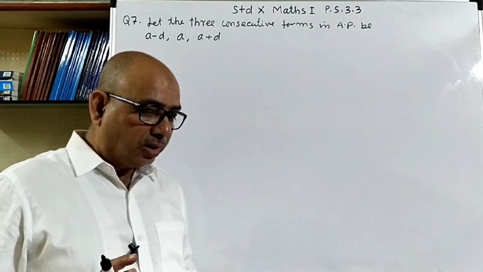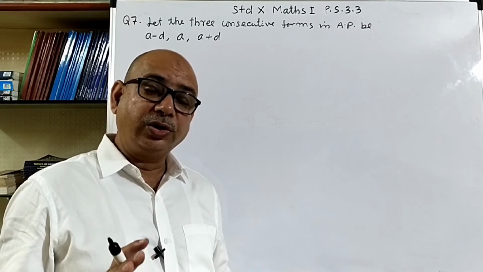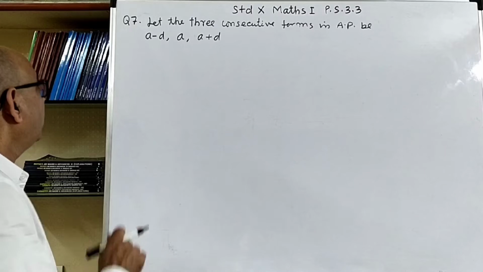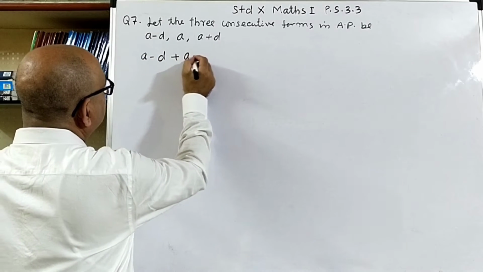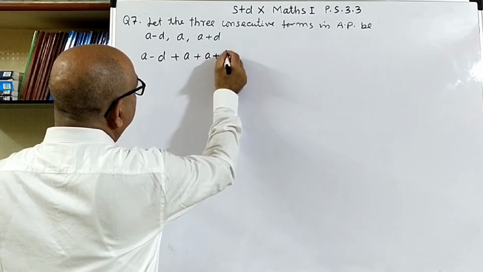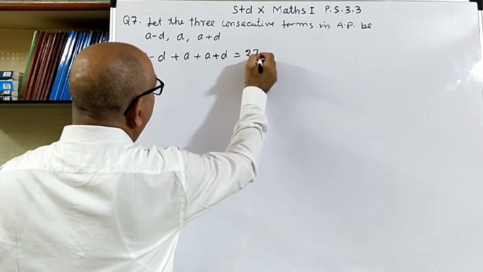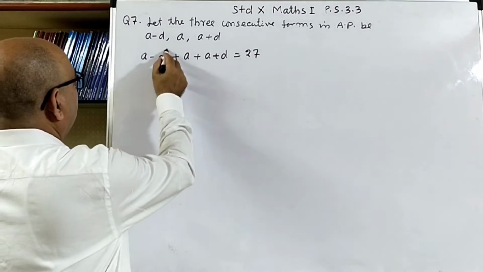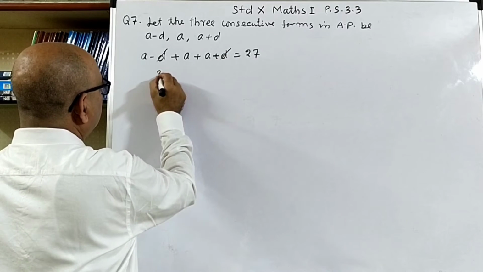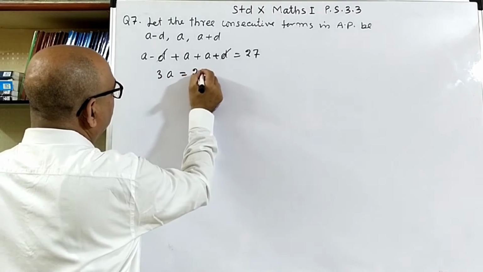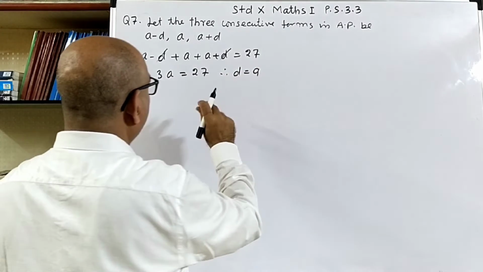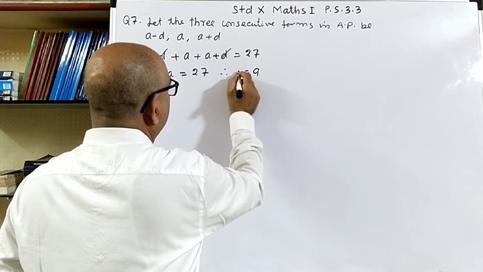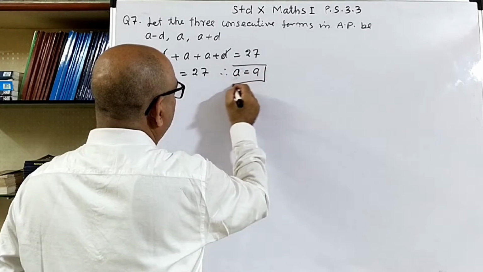As per the given condition, the sum of the 3 consecutive terms is 27. That means, according to the given condition, a minus d plus a plus a plus d is equal to 27. Minus d and plus d cancel out, and 3a is equal to 27. Therefore, a is equal to 9.